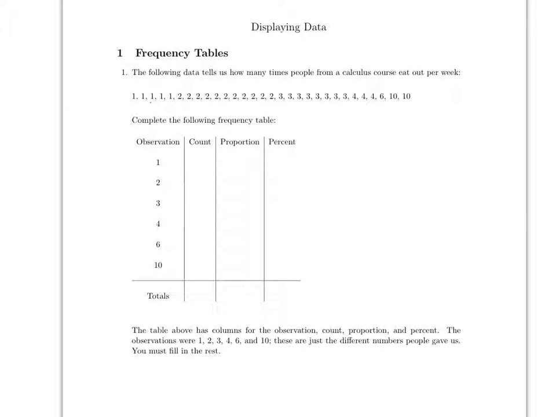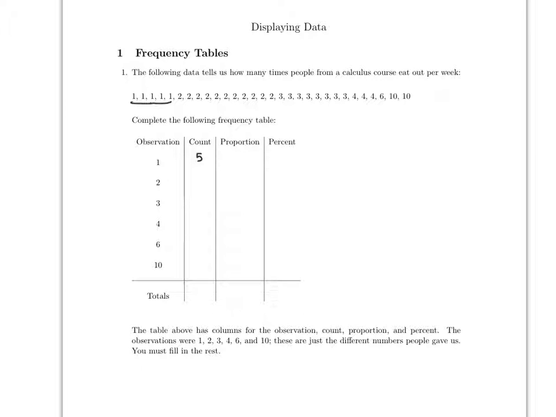Now, to begin here, notice that we're looking, first of all, for people who told us that they ate out 1 time per week. And so to get the count for that, all we're going to do is come up to the top here and count how many people told us 1. So if you look up here, there are, I believe, 5 ones. So the count for 1 will be 5. Now, at this point, I want you to go ahead and pause it and fill in the count for each of the rest of them.